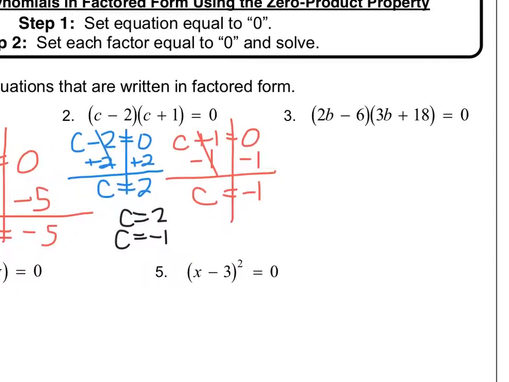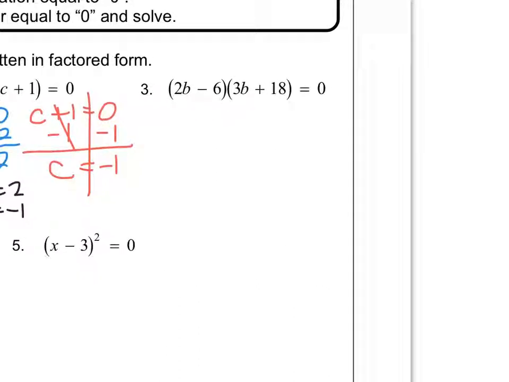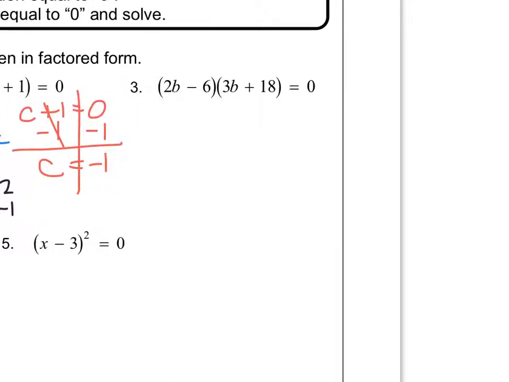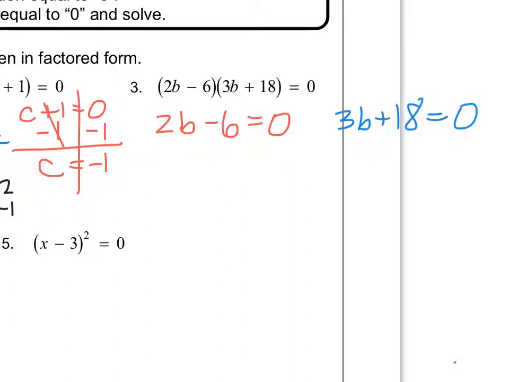Now number 3 takes it just a little further. Our factors are a little bit more involved than they were in number 1 and 2. So let's go ahead and do number 3. We have 2b minus 6 equals 0. That's my first factor. And my other one's 3b plus 18 equals 0. So I've set them both to 0.